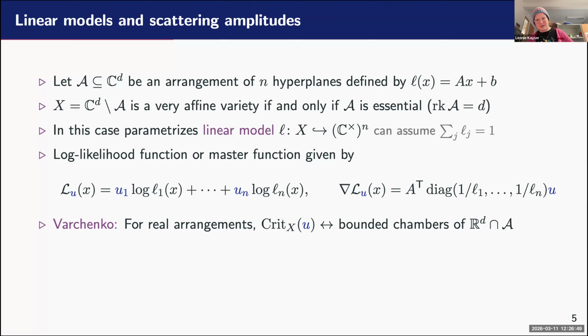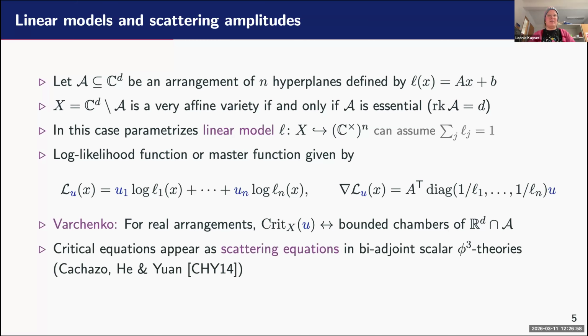And we will later see that this implies, under mild hypothesis, a positivity result on the discriminant, but I'm getting ahead of myself. What I will not really talk about today is that these same critical equations also appear as the scattering equations in particle physics and in biadjoint scalar phi-cubed theories. So there are different independent interests in these equations, and if you're interested, I could point you to some references for this.